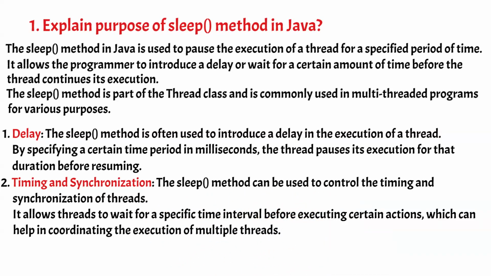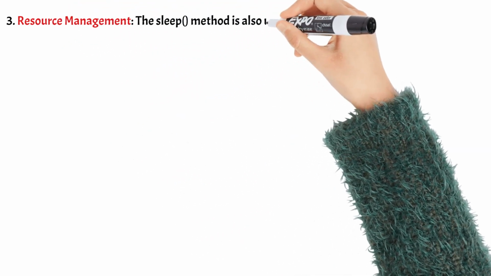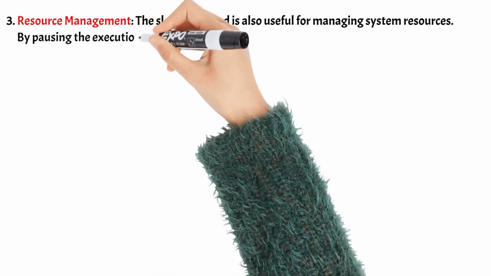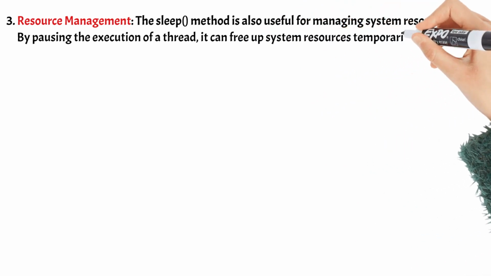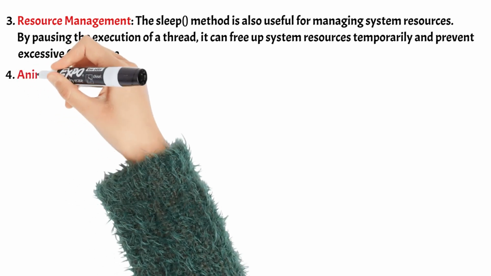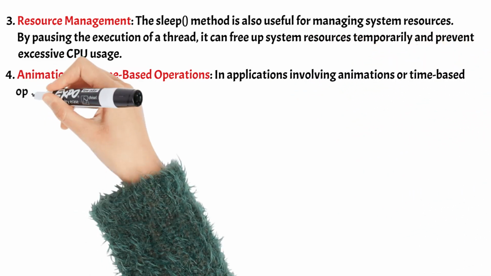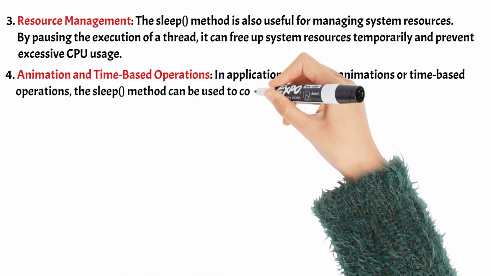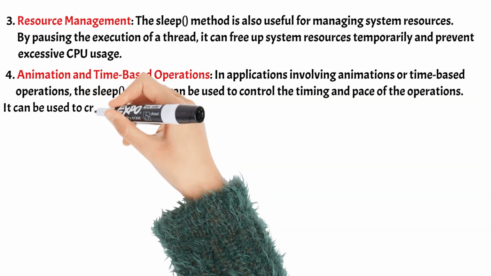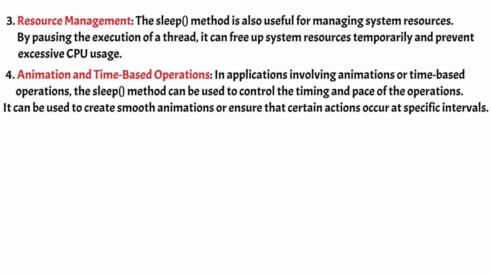3. Resource management. The sleep method is also useful for managing system resources. By pausing the execution of a thread, it can free up system resources temporarily and prevent excessive CPU usage. 4. Animation and time-based operations. In applications involving animations or time-based operations, the sleep method can be used to control the timing and pace of the operations. It can be used to create smooth animations or ensure that certain actions occur at specific intervals.